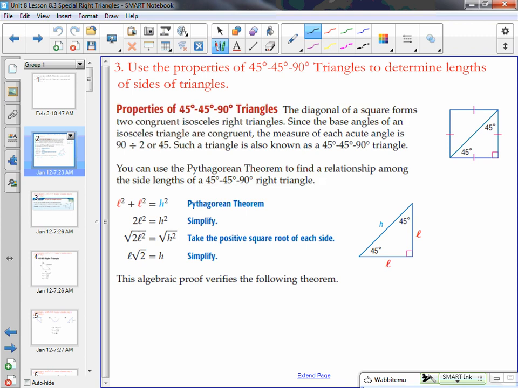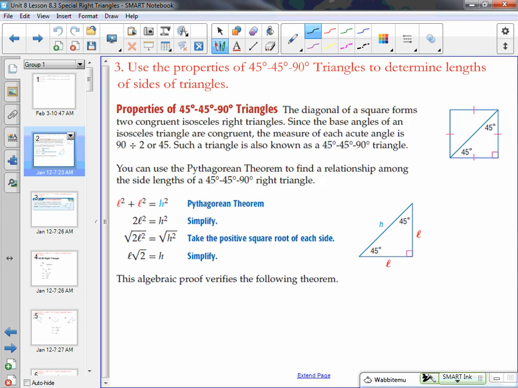Let me read this first paragraph. It says the diagonal of a square forms two congruent isosceles right triangles. Since the base angles of an isosceles triangle are congruent, the measure of each acute angle is 90 divided by 2, which is 45. So such a triangle is known as a 45, 45, 90 triangle. They will give you problems where it starts off as a square. You're going to be expected to realize, oh, if I draw a diagonal in, I've turned it into two congruent 45, 45, 90 triangles.